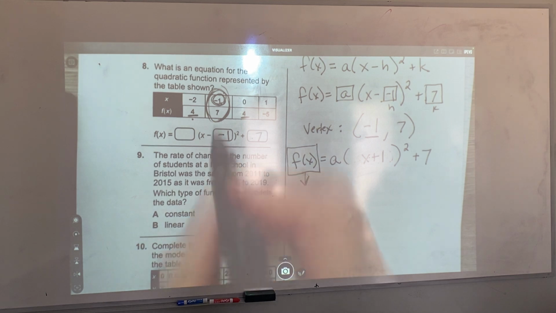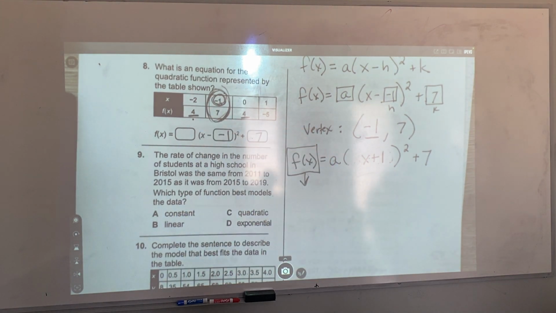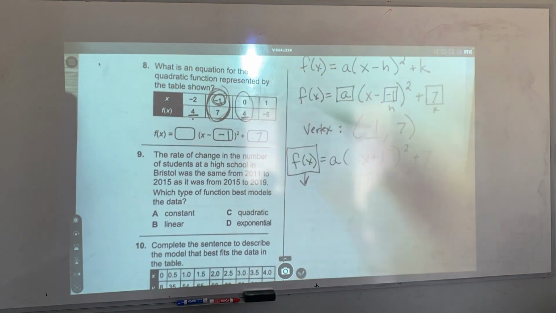So Jacob, you could totally use this. I would prefer to use this because it's super easy numbers. I don't have to deal with any negatives. You can use any point you want.